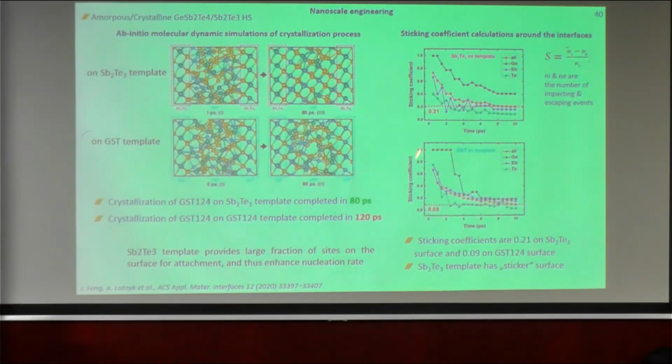In the case of the GST template, it's much lower, so 0.01. So we concluded that antimony telluride has a much stickier surface, and it can attract this GST more effectively, and it can also enhance the nucleation rate.